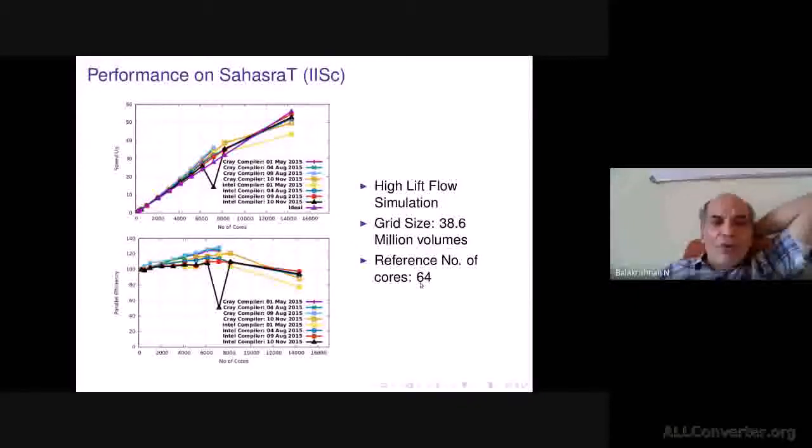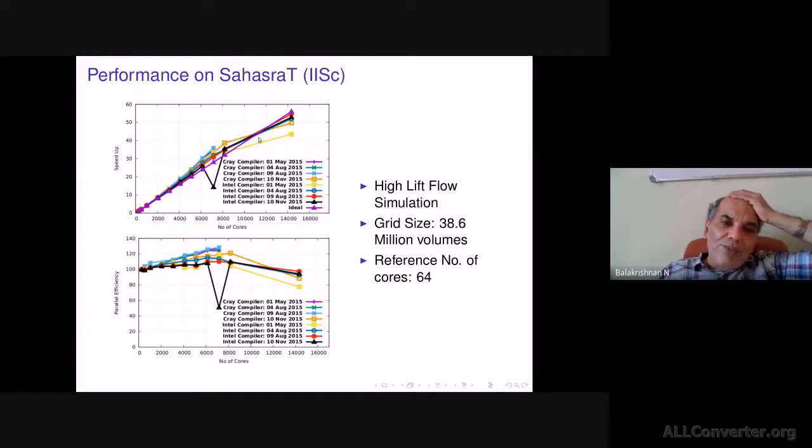So you can see the speed up, which is the actual speed up. Of course, the ideal speed up is also shown here. This violet line, actual speed up, I think we have made use of till something like 14,000 cores. The Sahasrath, the Cray XC40 itself has got a little over 30,000 cores. So only this portion of the machine was made available to us for the scalability studies. This violet line is the ideal speed up.